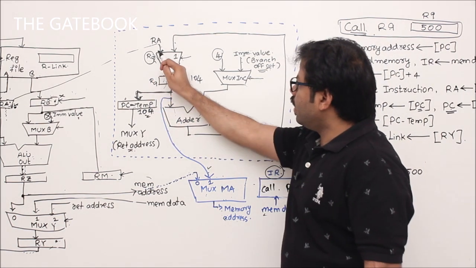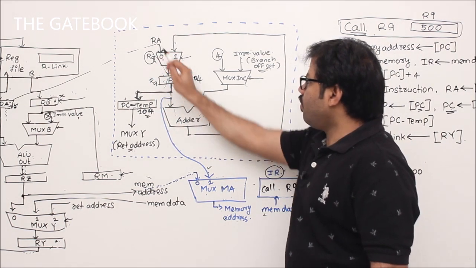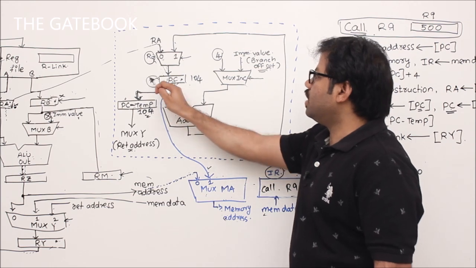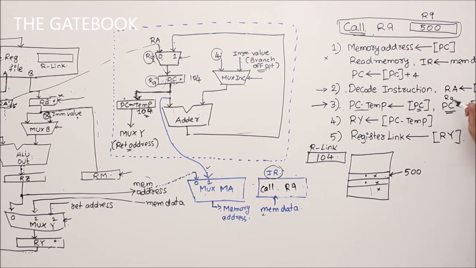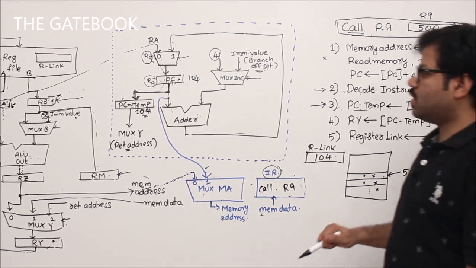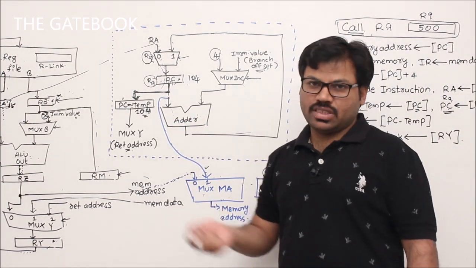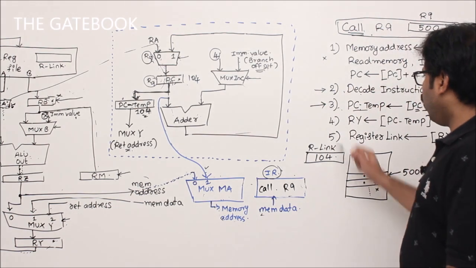At the same time, data is coming from here to here. The RA value is stored in PC. That means PC contains R9. That's why now PC contains R9. You remember, and PC temp contains 104, the old PC value. Correct. Now after that, the fourth clock cycle.